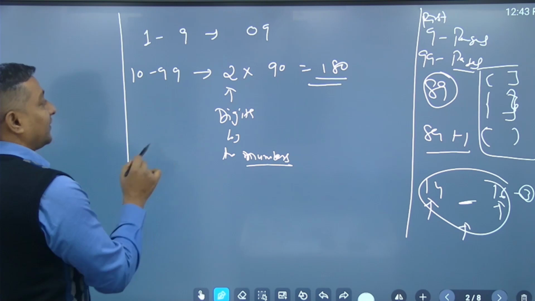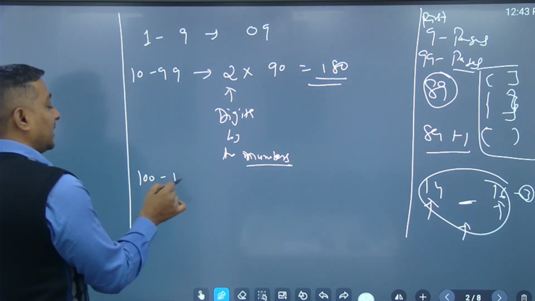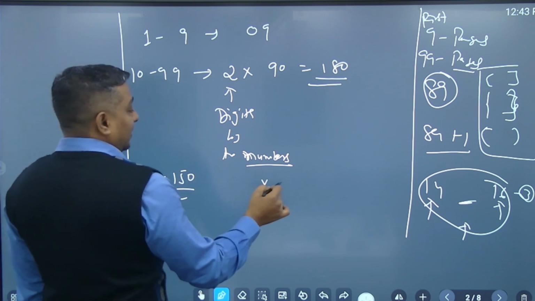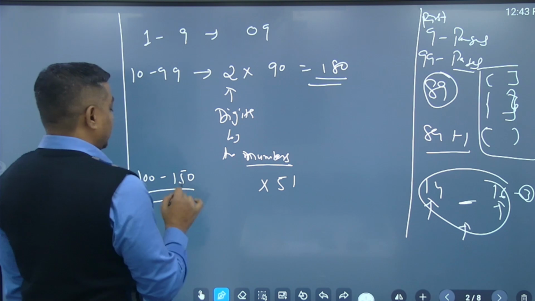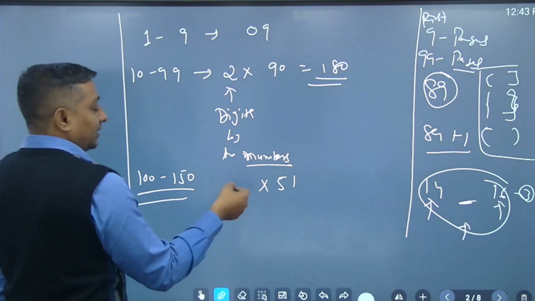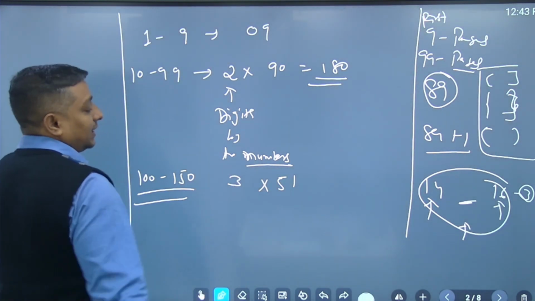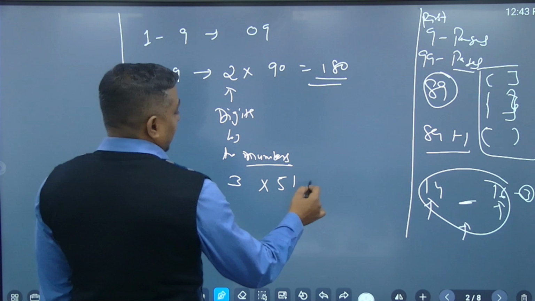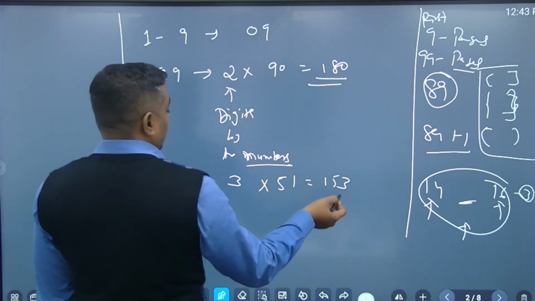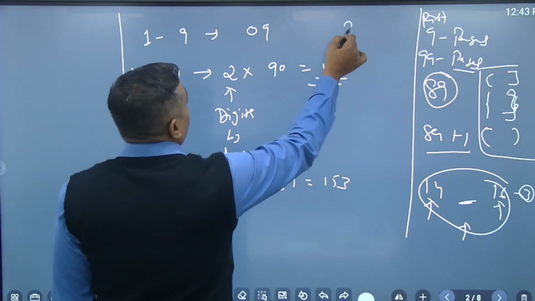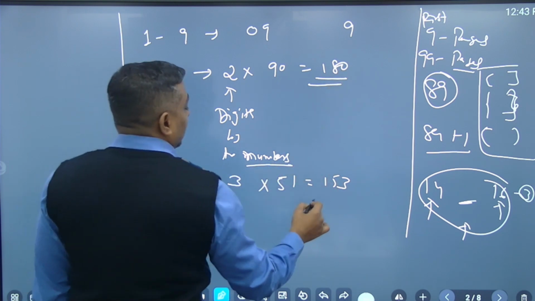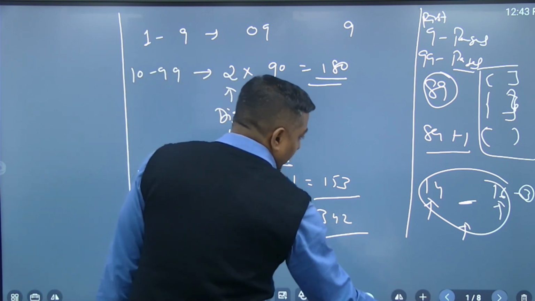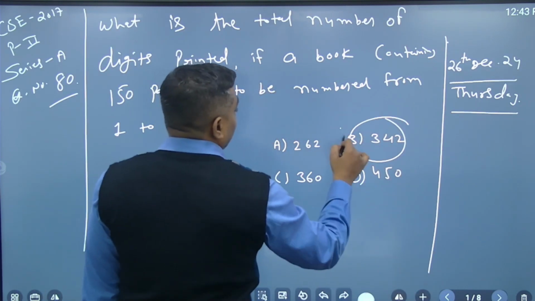What about the next? That means from 100 onwards up to 150. Again both the extreme values are included, so there would be 51 pages. The gap is 50, then plus 1, and each page contains 3 digits. So it is going to be 153. Then addition of 9 and 180, that is 189, plus 153, it is going to be 342. I believe B is the answer according to this.